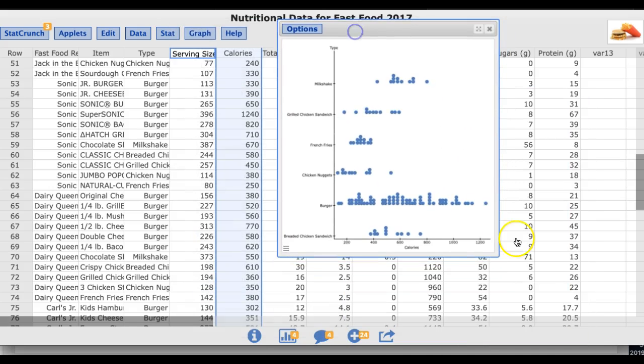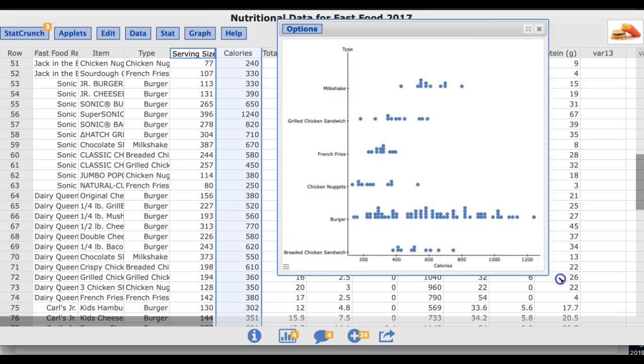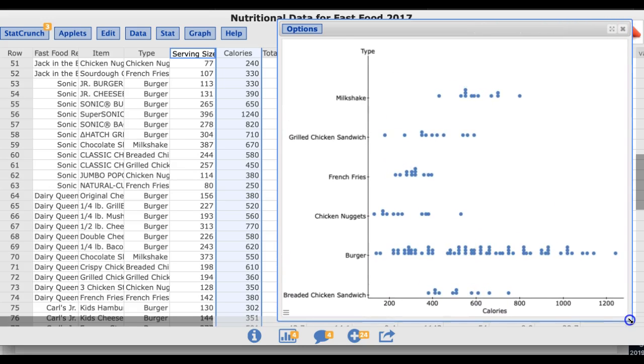Okay, so if I look at this here, we go here, okay? Down here's the burger. This is for milkshake, grilled chicken, french fry, but here's burger. So right away, if I look out here, you might say, oh, that might be an outlier there.